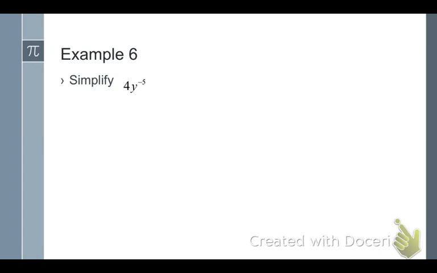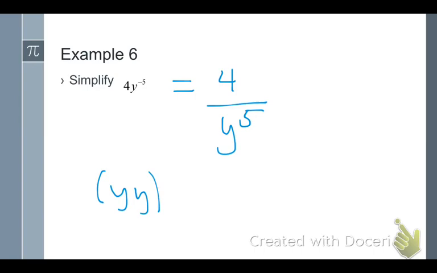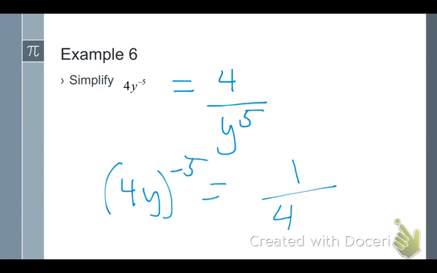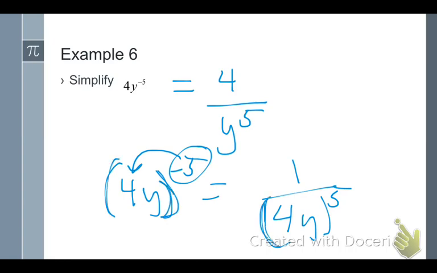Example 6. You have to remember what I said about what the exponent goes with. This exponent only touches the negative 5. So the 4 stays on top of the fraction. If I had had 4y to the, I'm not writing correctly, sorry. If I'd had parentheses 4y to the negative 5, then I would have had 1 over 4y in parentheses. You have to keep the parentheses. The negative 5 is attached to the 4 because of the parentheses, so you have to keep the 4 attached to the positive 5 in the bottom by using parentheses also.